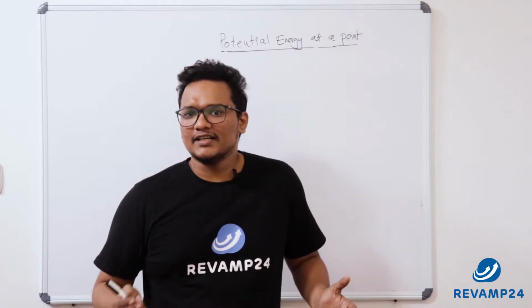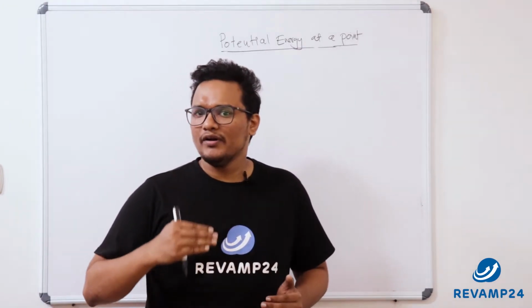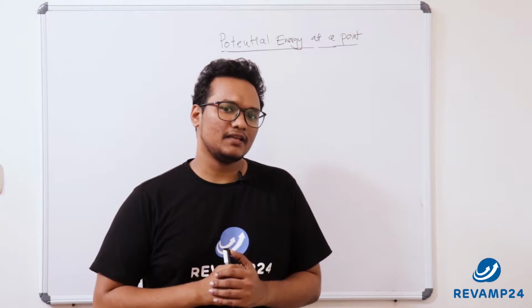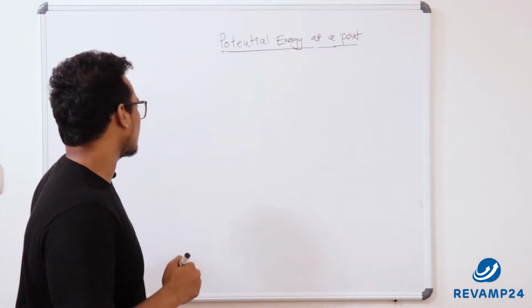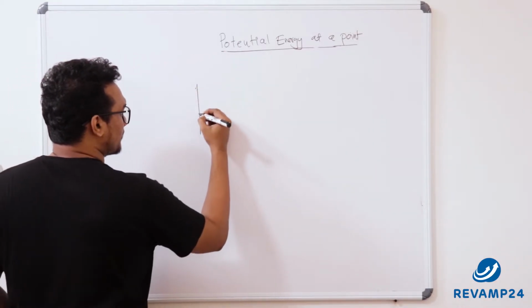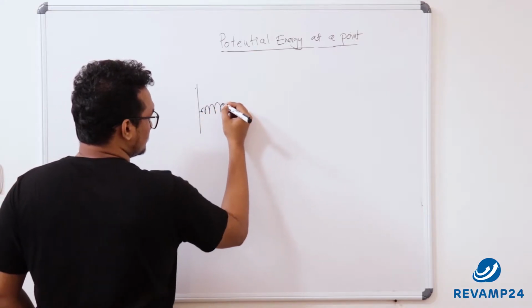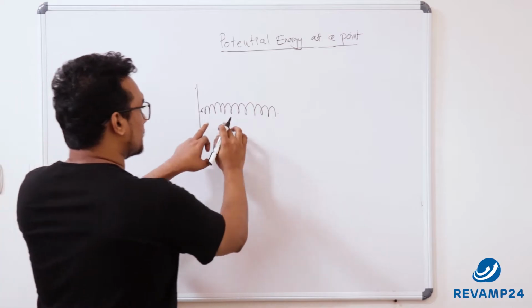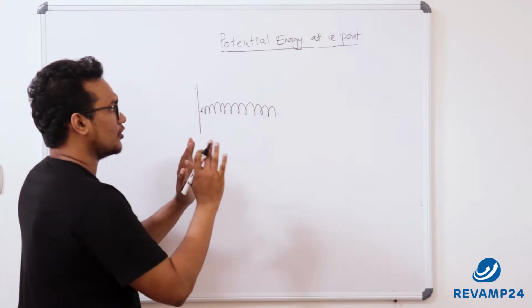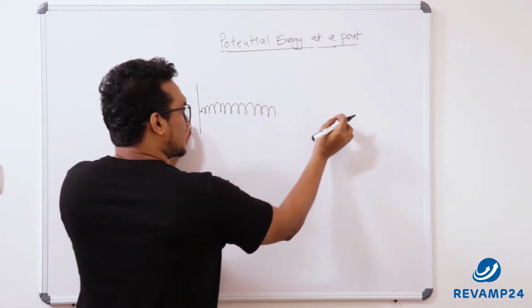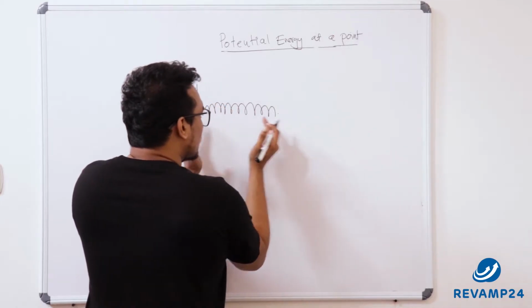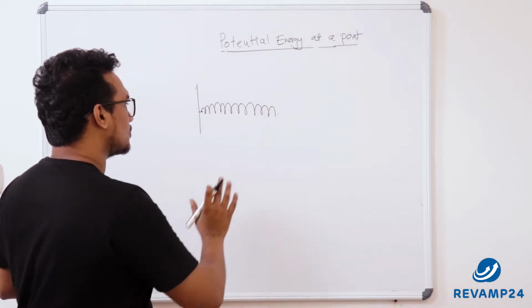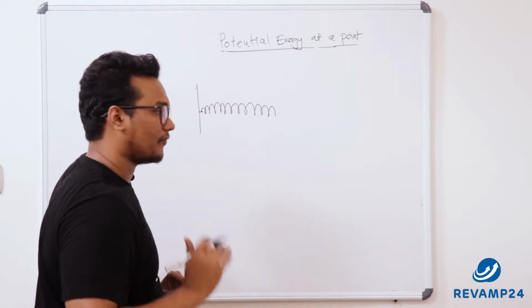So far we have learned what is potential. Now how it is connected to potential energy. Let me give you an example for this. Let's say we have a spring. Now the spring in a normal condition is not elongated, not stretched, not compressed. So there is no energy stored here so far.